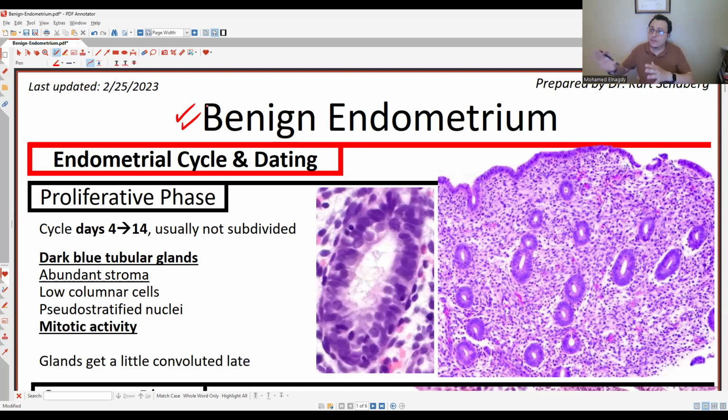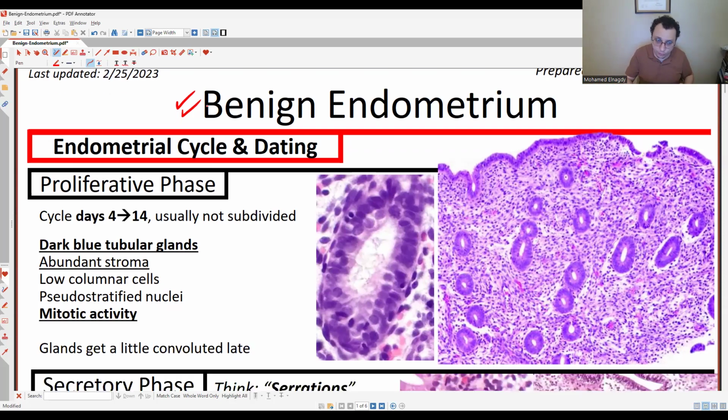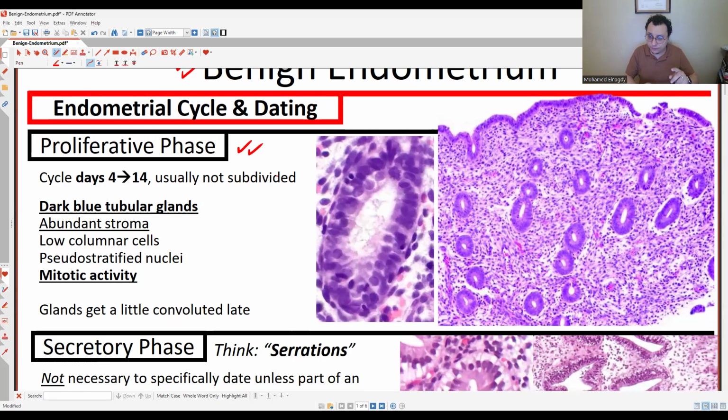And then finally, you have the menstrual phase of the endometrium, in which the endometrium breaks down and falls apart and comes down with the menstrual blood, and then it repeats itself over and over again. So these are the three phases that we need to make sure that we are able to identify by histology. Here's the first one, which is the proliferative phase.